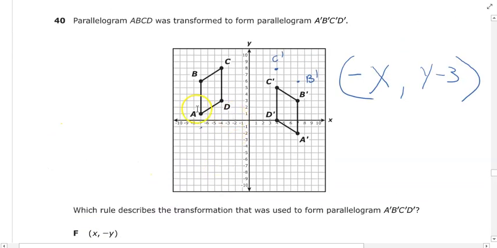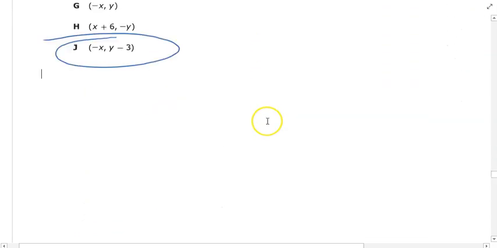If you weren't sure, you could write down the coordinates and apply the rule to the original coordinates to see if it gives you the prime coordinates for each one, A prime, B prime, C prime, D prime. So take the coordinates for like A, apply the rule, see what the coordinates are, make sure it matches up is another way to do this one. Just takes a lot longer to do it that way.